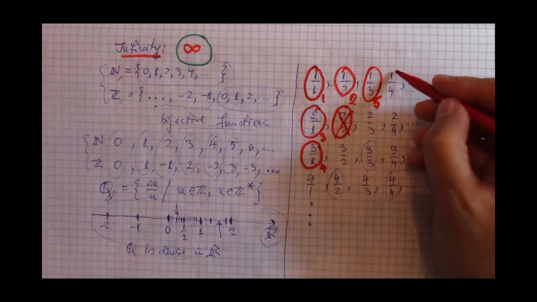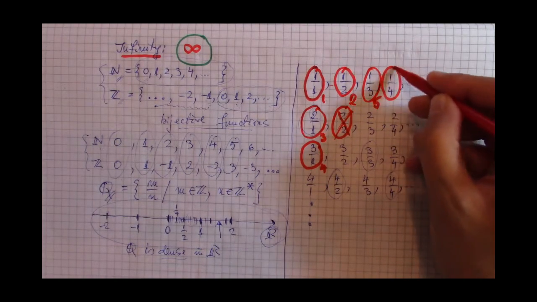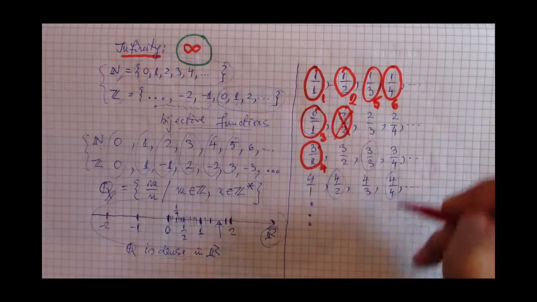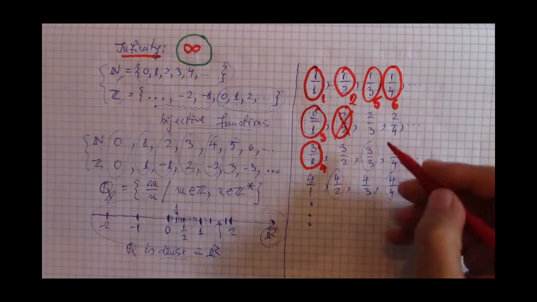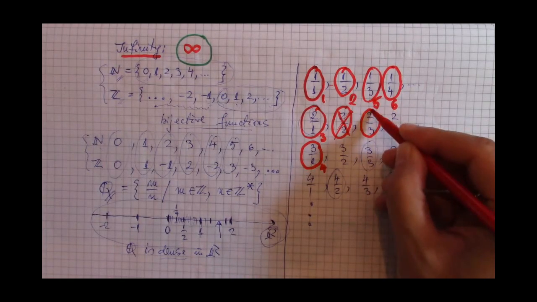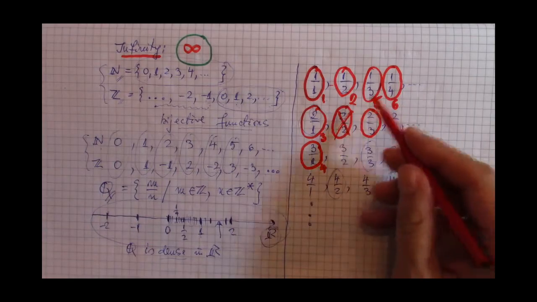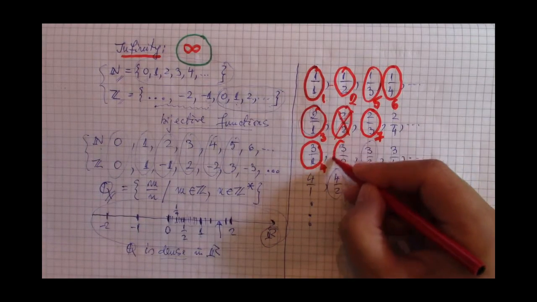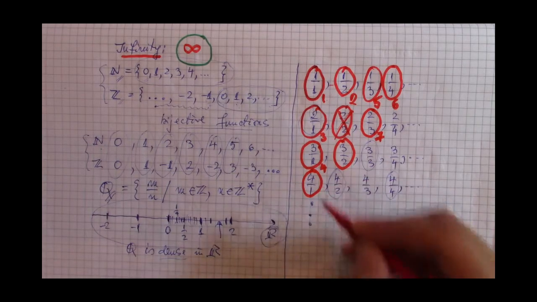Now we continue on this row here. 1 over 4 did not show up before, so we are going to associate the number 6 with it. And now we go back on this diagonal. So 2 over 3, we check again, it didn't show up before, so we are going to associate a number with it. And then we keep doing like so.